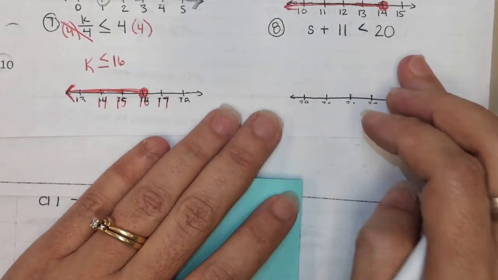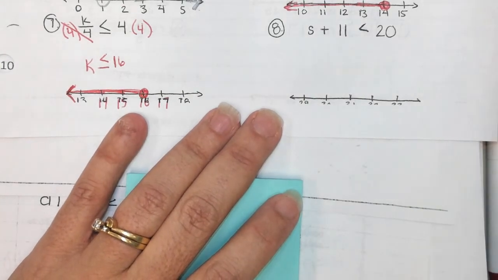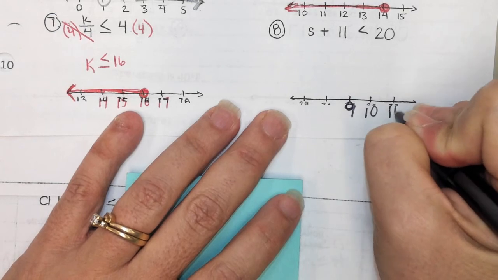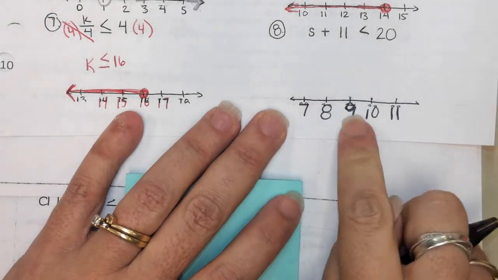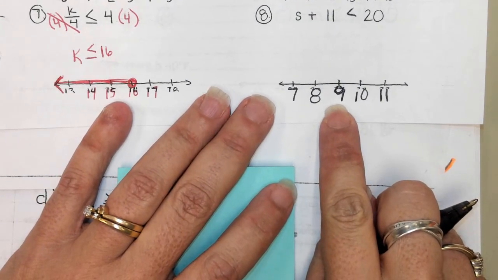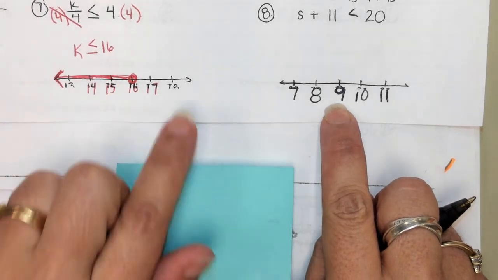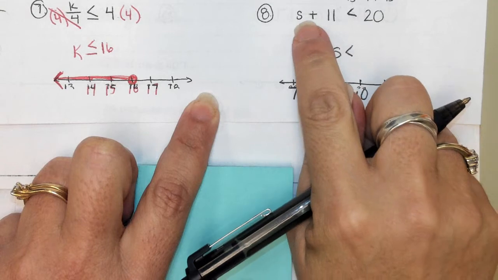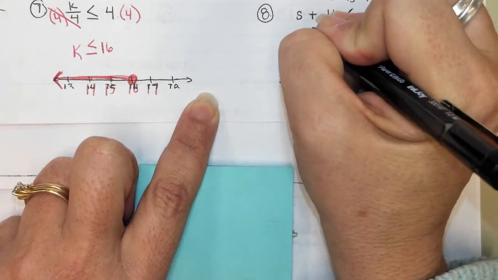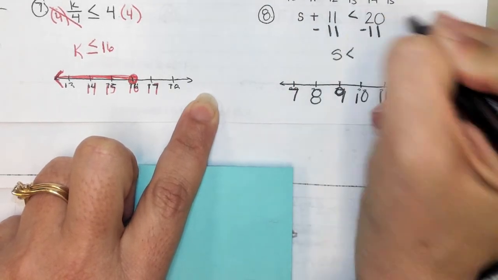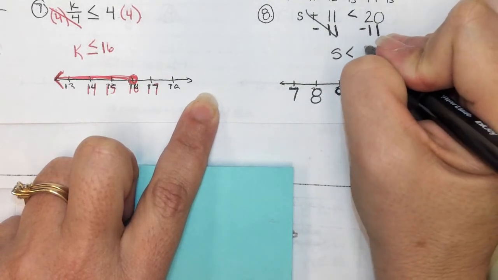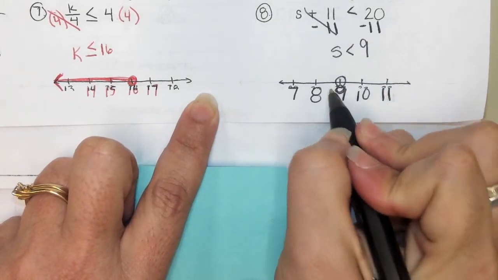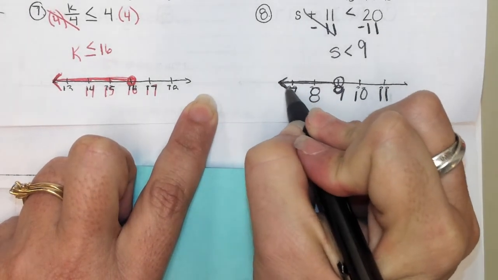Okay, here's number 8. Now, this one we do need to change the numbers. It is a glitch in the world of math. We need a 9 in the middle, then a 10, and an 11, and an 8, and a 7. Okay, now, this was one of the first styles we did, with a plus. So our goal is to get that s all by itself down here. If it is s plus 11, the opposite is minus 11. What we do to one side, we do to the other. 20 minus 11 is 9. Do we need an open circle or a closed circle? Open. And less than means go this way. Okay?